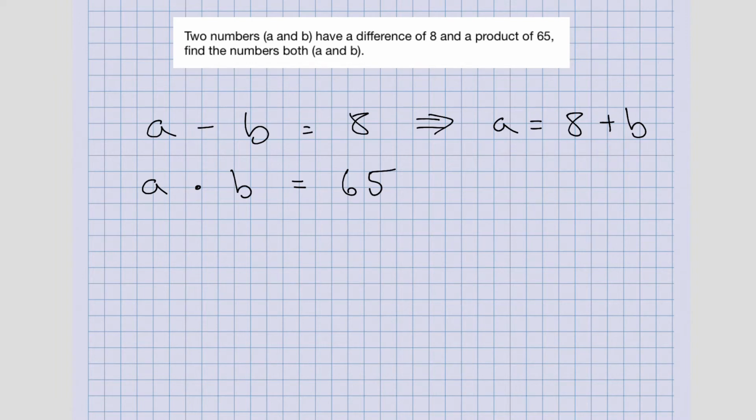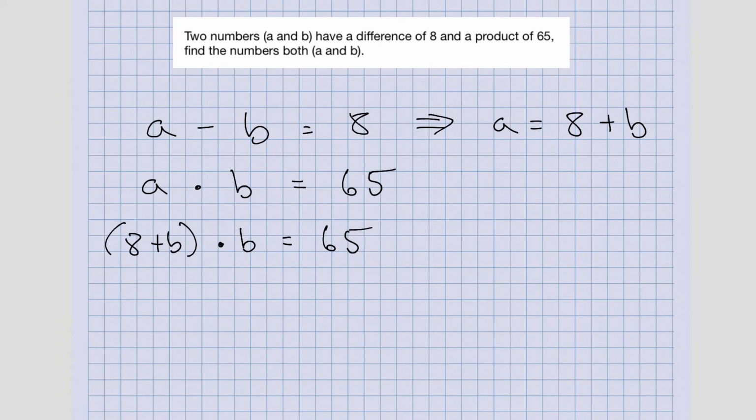Now I'm going to take this A equals 8 plus B, this A and this A. I'm going to substitute 8 plus B in for the A, because we're saying A equals 8 plus B, so I could change this out. So now we have 8 plus B times B equals 65. See, all I did was take this A and plug it in here. It's 8 plus B. So now instead of A, we have 8 plus B times B equals 65.